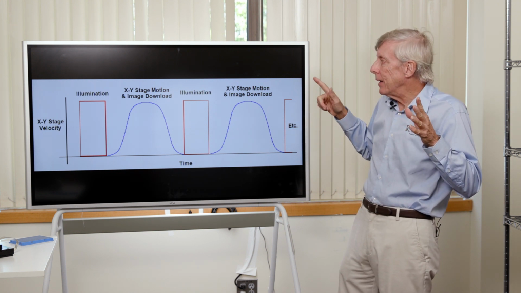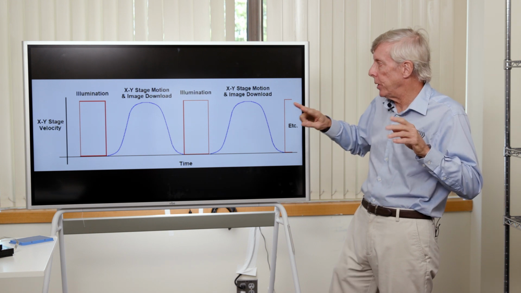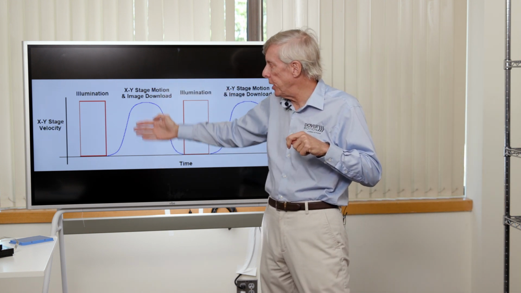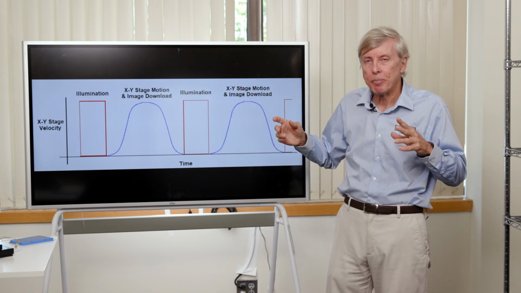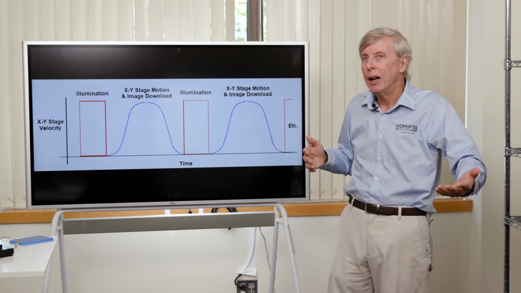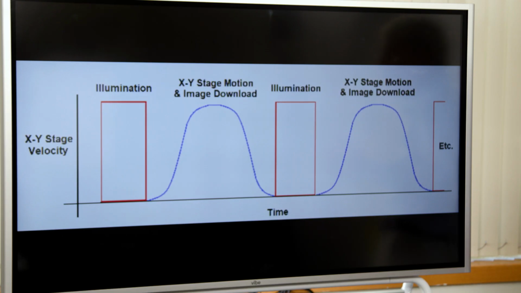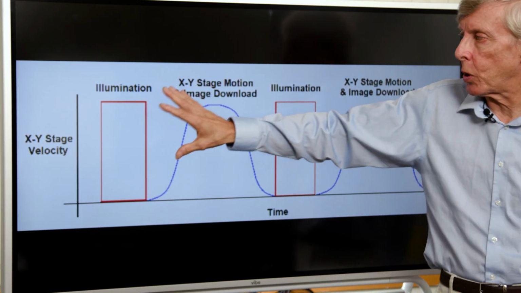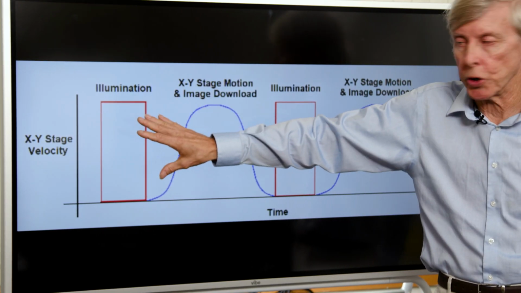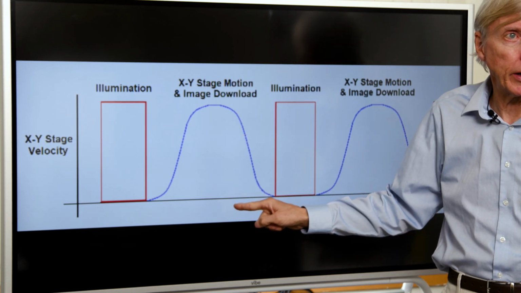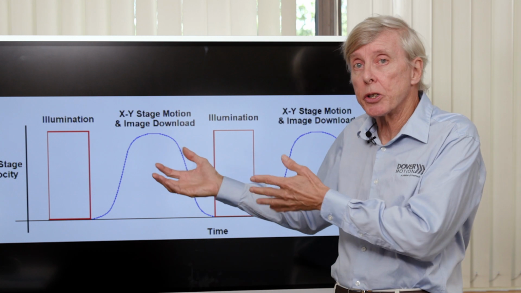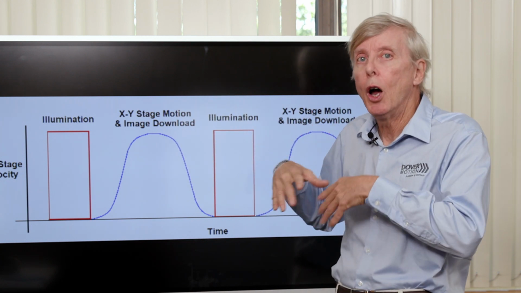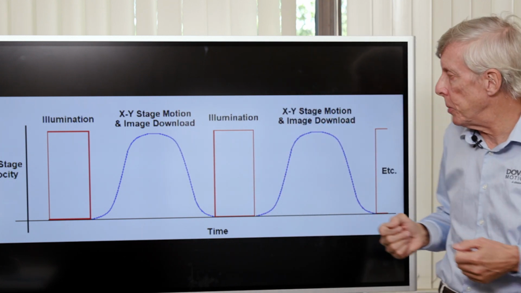Now, there's two things that actually happen during this intermediate phase. They include the XY stage motion, but as we'll see later in the video, they also have a very important fact, which is that the image which was acquired when the illumination was on has to be downloaded during that period as well. So, as I say, during the cover of darkness, as we move to the next field of view, we're also downloading the next image.